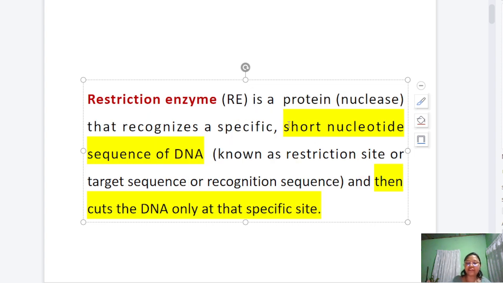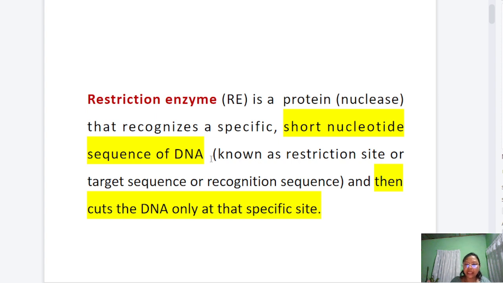Now, a restriction endonuclease is a protein nuclease, and this nuclease recognizes a specific short nucleotide sequence of DNA, which means that until and unless they recognize the site, which is known as a restriction site or the target site for the restriction enzyme, they are not going to perform their function effectively. So recognition of the site is very, very important.